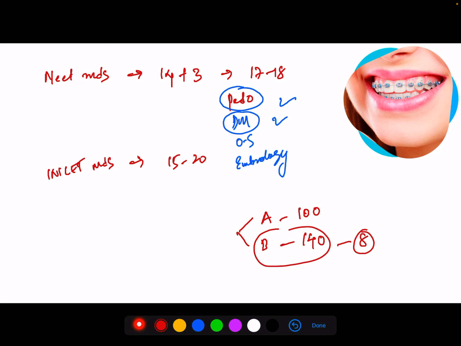Okay, so among all the clinical subjects, I vote you need to work more towards ortho, and next comes prostho, because whatever we do in prostho is hardly 10% of prostho. CD we do, or also RPD we do. So this is the level of clinical aspect at a UG level.